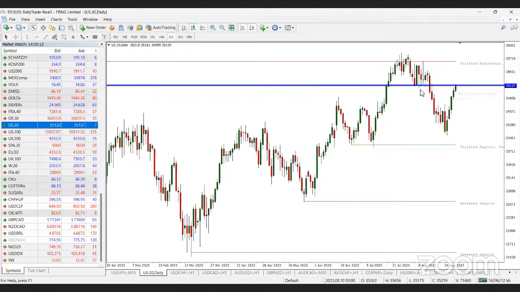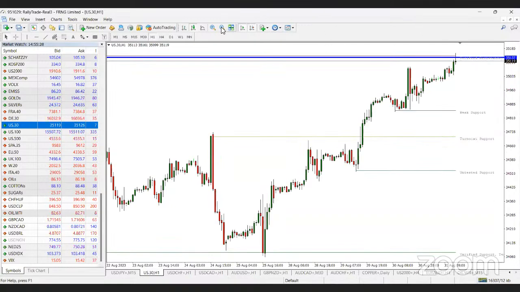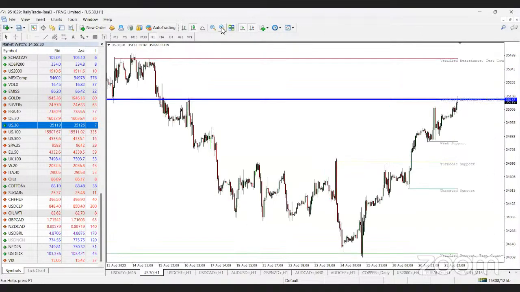This is the place where price was rejected on US 30. It was once a support here, but now it's a resistance. You understand? So what that means is that currently, if you check on 1 hour, US 30 is at a resistance, and it's a strong resistance.